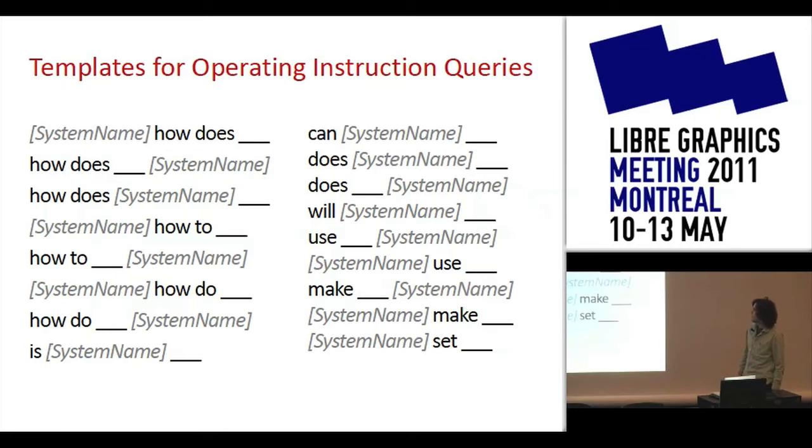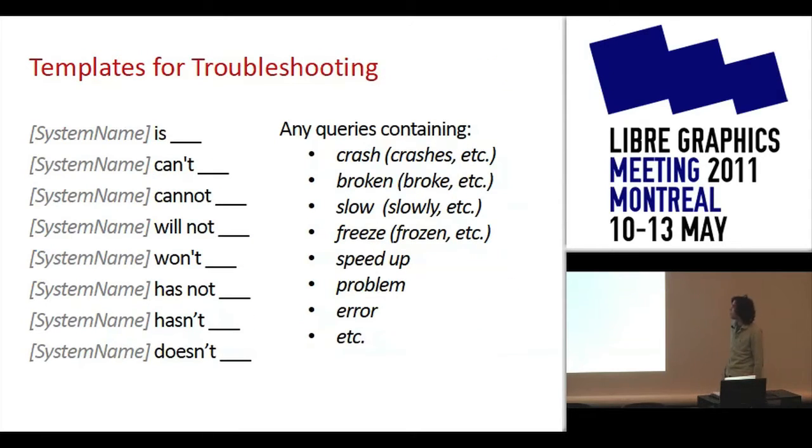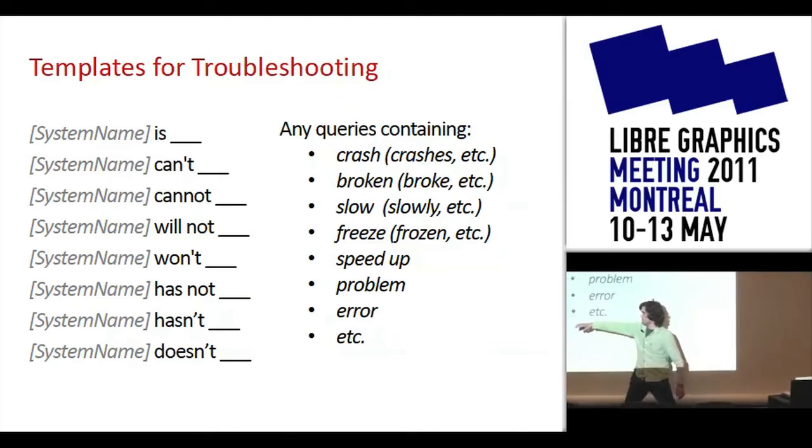When we looked at these queries, it turned out that if a query was phrased as a question, so how to or can, things like that, it was typically people looking for operating instructions. I have some templates up here. You can also see these imperative statements. Anytime you say something like draw a circle, verbs in the present tense, that also tended to indicate people looking for operating instructions.